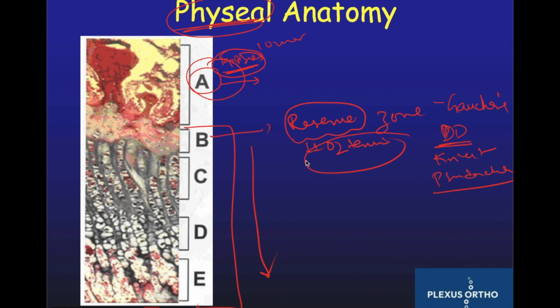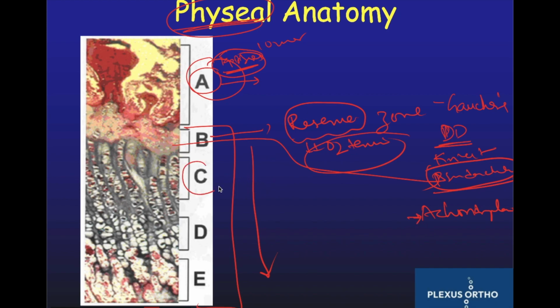One thing you must remember is that in the resting zone is where you have pseudoachondroplasia, whereas in the proliferative zone is where you get achondroplasia. In the resting zone you get pseudoachondroplasia. In the proliferative zone, the disease that occurs is achondroplasia.